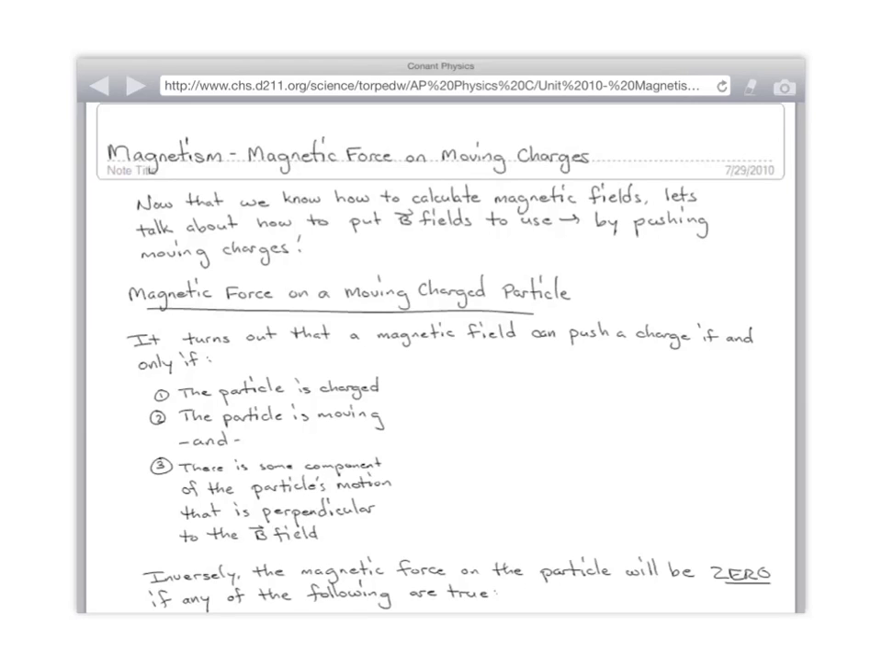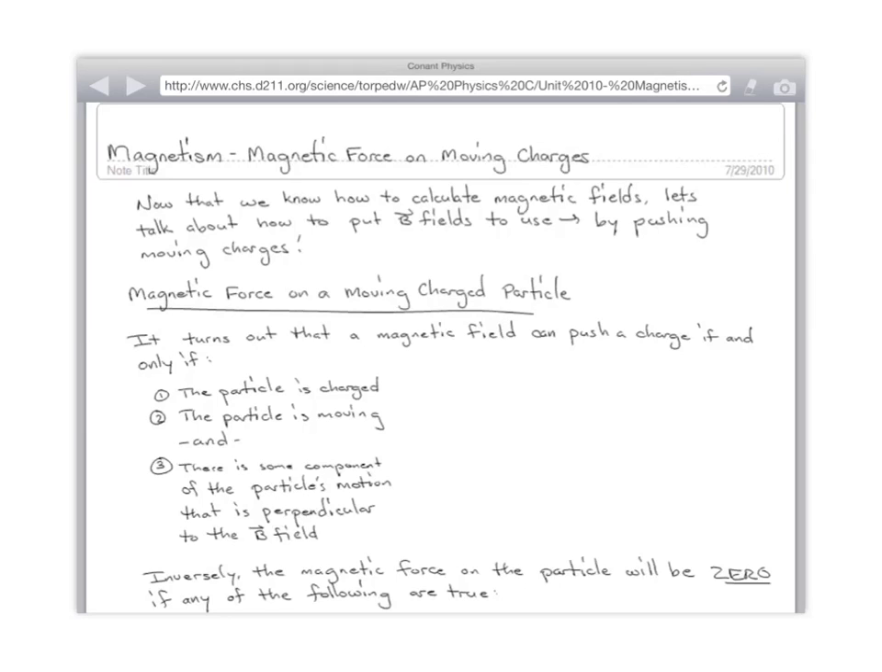Now, if it is moving, what direction does it get pushed? You guys know how to do this from last year? I feel like you get pushed in like a circle. Let's say I were to throw this electron toward the back of the room. It's flying through the air. What direction is it moving? Perpendicular to the field. It's moving back towards the back of the room, and the field's towards the right side of the room. What way does the magnetic field push the electron?